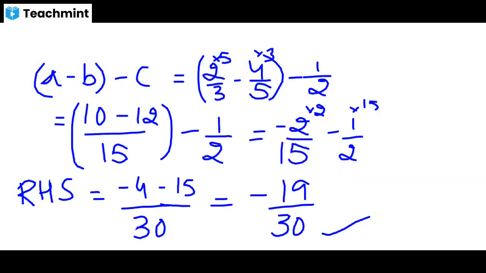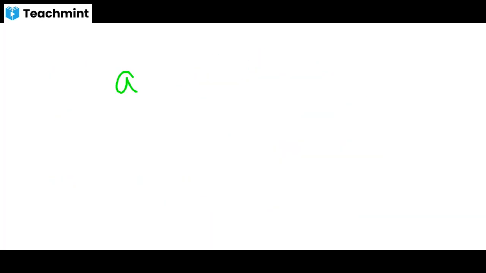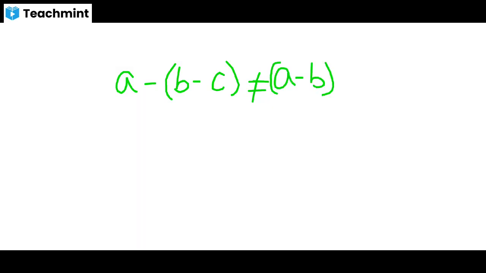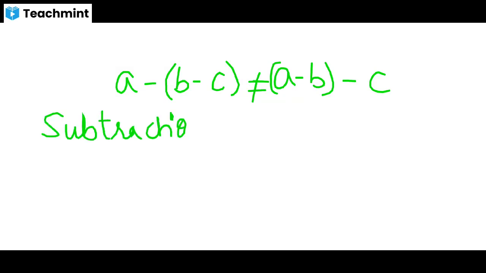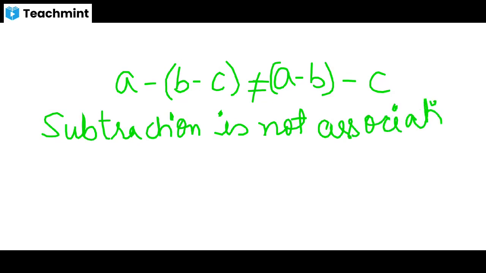Subtraction is not associative for rational numbers. A minus of B minus C is not equal to A minus B minus C. So conclusion what you will write? Subtraction is not associative for rational numbers.